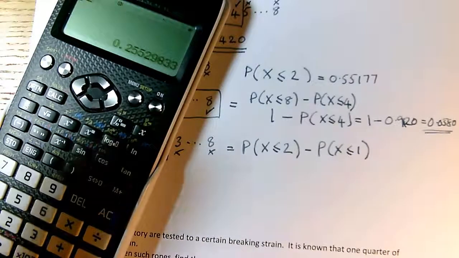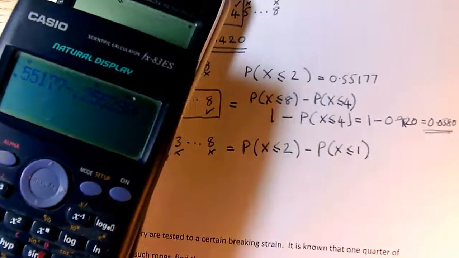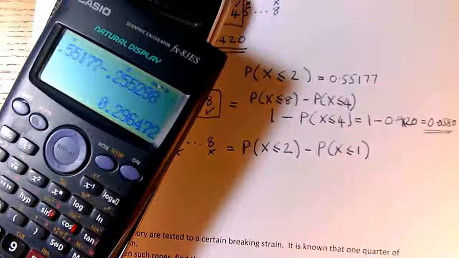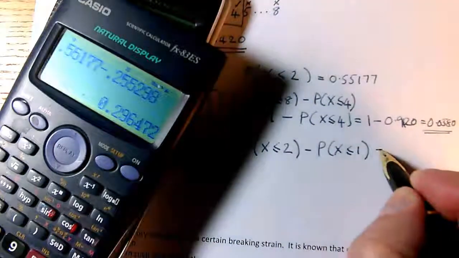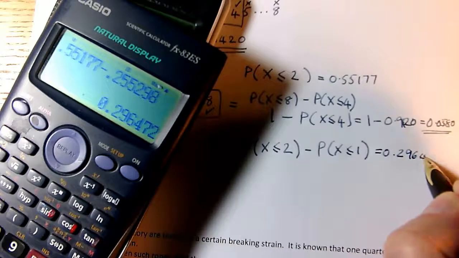So while I can see that, I subtract 0.25528, in fact. Okay, so there, I've typed that calculation in, press equals, and this secondary calculator tells me the answer is 0.29647.